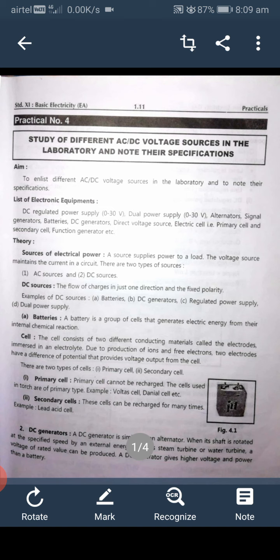There are two types of cell: primary cell and secondary cell. First, primary cell. A primary cell cannot be recharged. The cells used in a torch are of primary type. Example: voltaic cell, Daniel cell, etc. Secondary cell. These cells can be recharged many times. Example: lead acid cell.